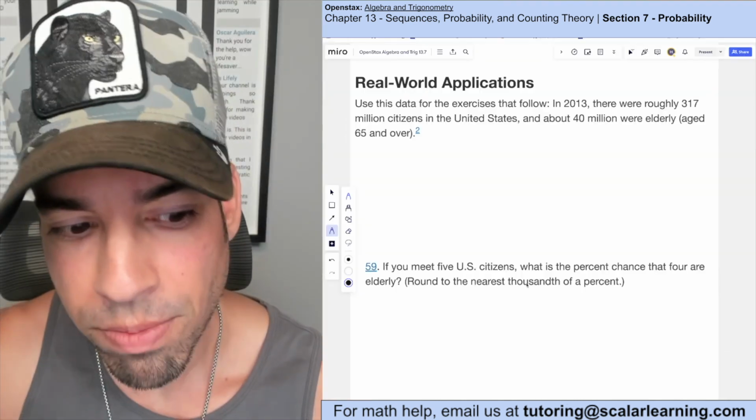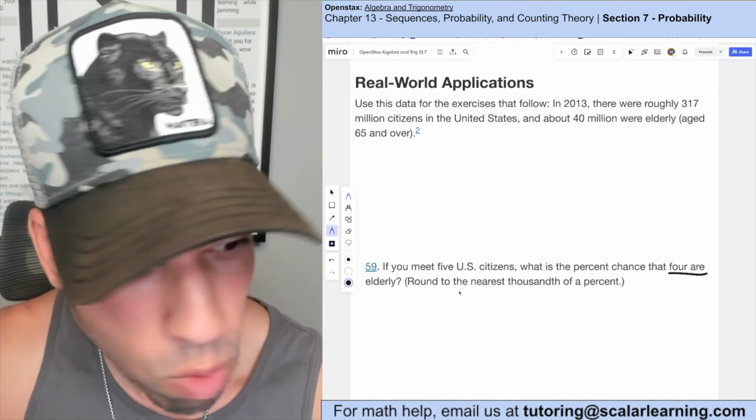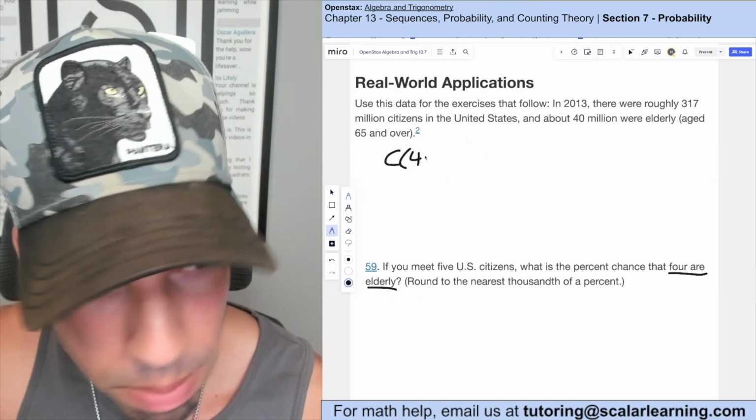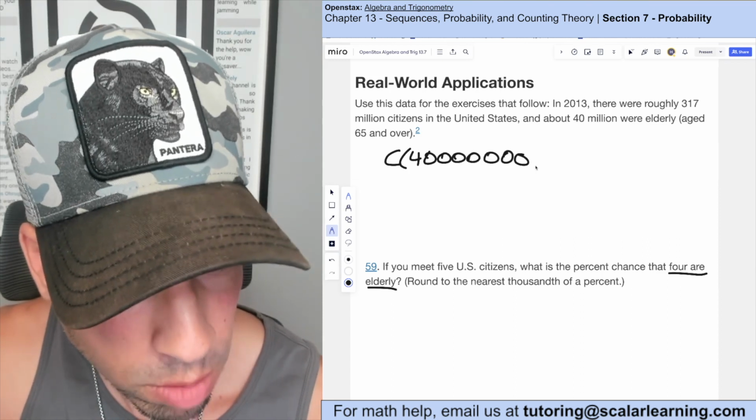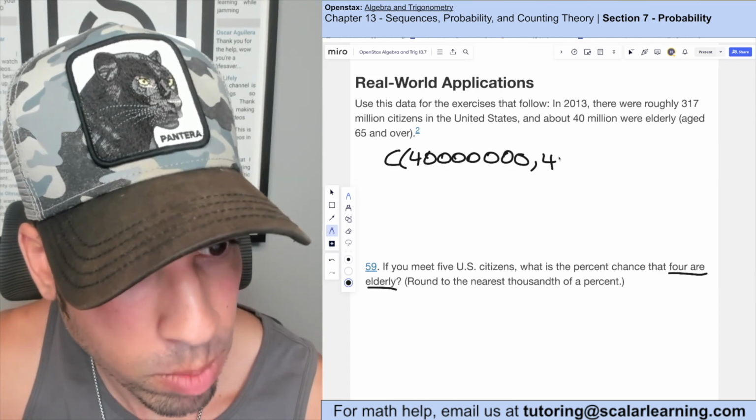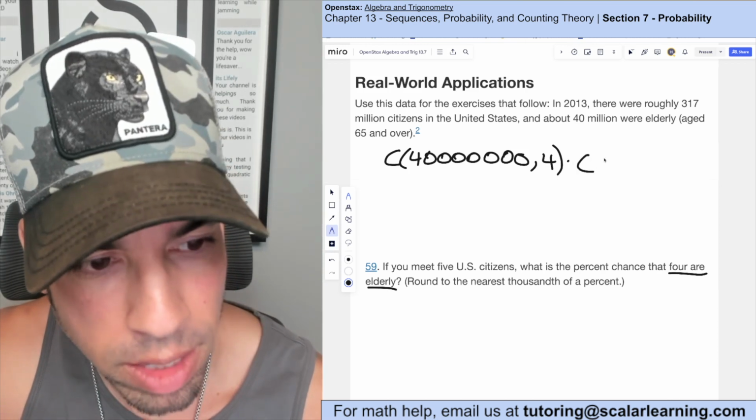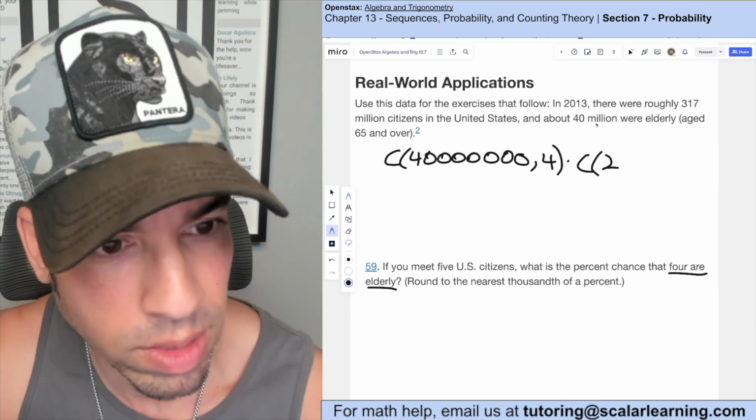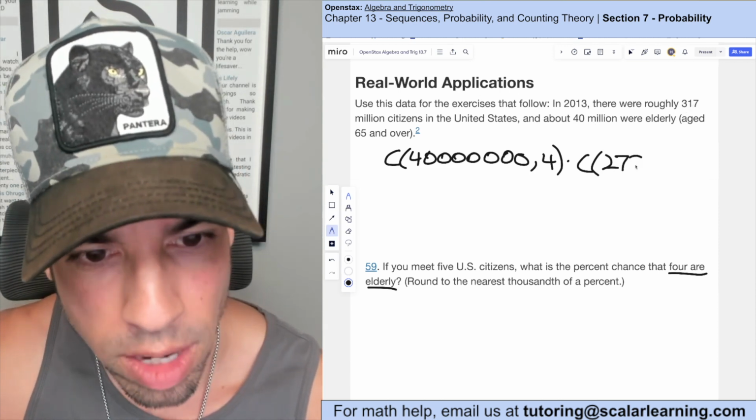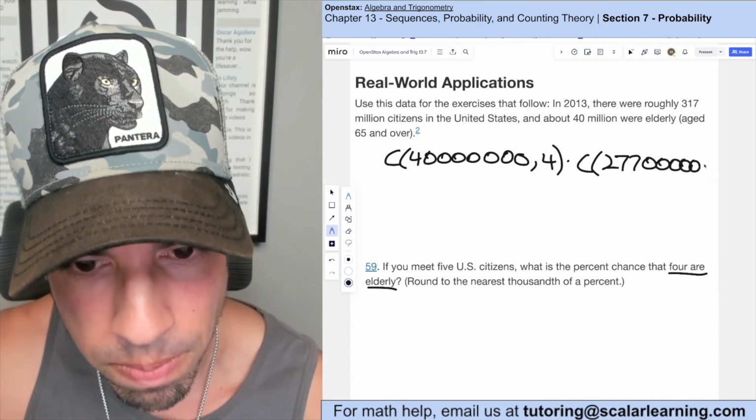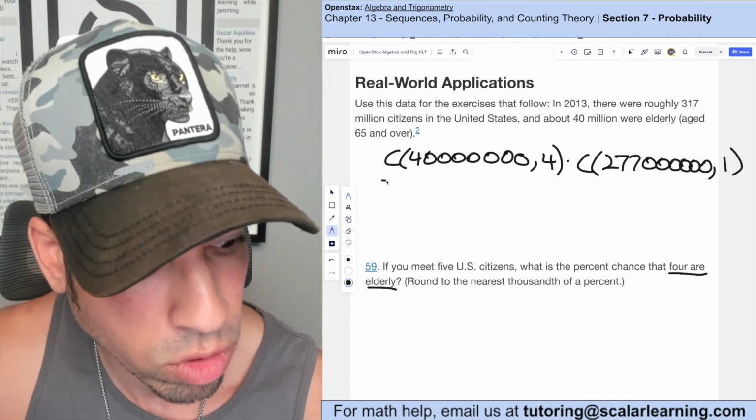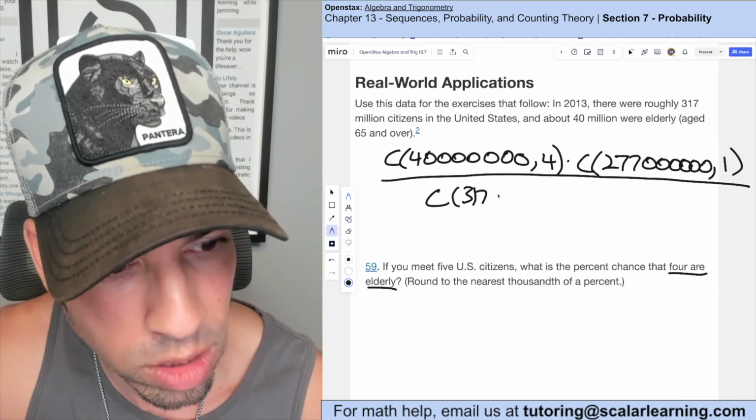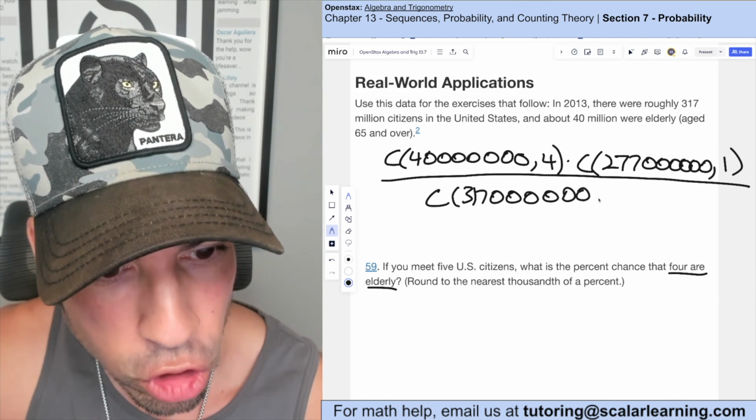Done. If you meet 5 U.S. citizens, what is the percent chance that 4 are elderly? Round to the nearest thousandth of a percent. All right, so out of the elderly population, 40 million, we're going to be choosing exactly 4 from that group, and then multiplying that by the remaining 1 that we need to choose out of the 277 million. I'm getting that from 317, taking away the 40 million elderly. So out of the 277 million, we're choosing 1 non-elderly person. And again, this is divided by the big choice, which is out of the total population, 317 million, and we're choosing 5 in total.